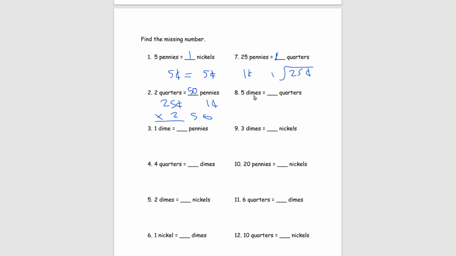Number 8, 5 dimes is equal to blank quarters. So we know that 1 quarter is 25 cents and 1 dime is 5. And since we have 5 dimes, we can multiply this by 5 and we get 25, meaning that 5 dimes is equal to 1 quarter.